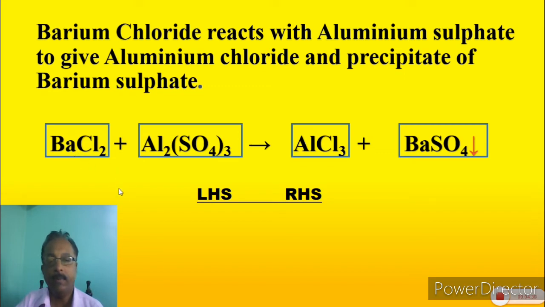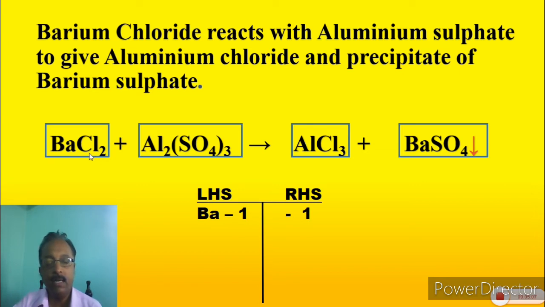So first element is barium. Since here there is no number, means there is 1 atom of barium on left hand side. Similarly, here also, in case of barium sulfate, there is no number, so therefore there is one atom of barium. So let us write. So barium, one atom on left hand side and one atom on right hand side.